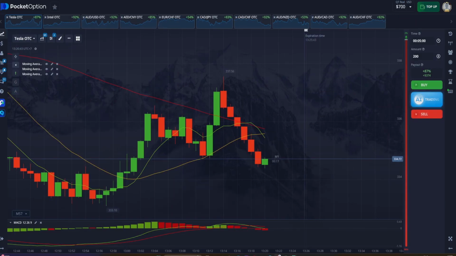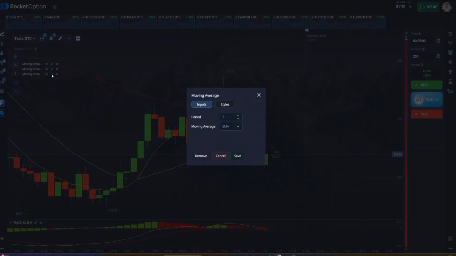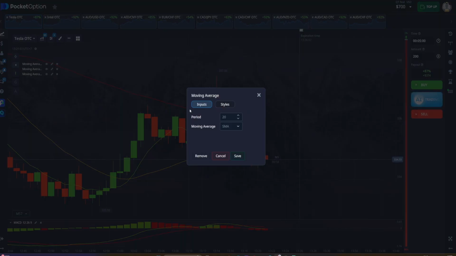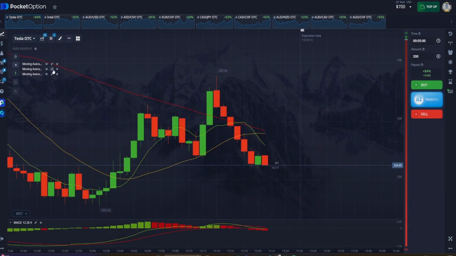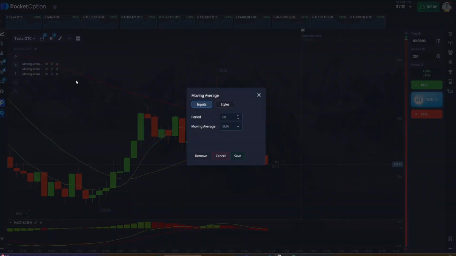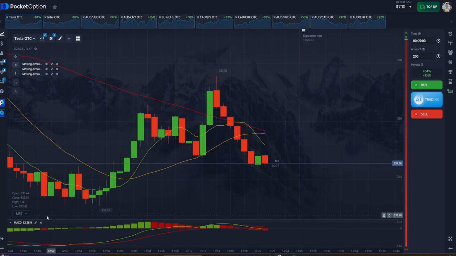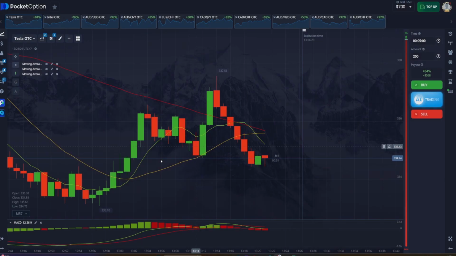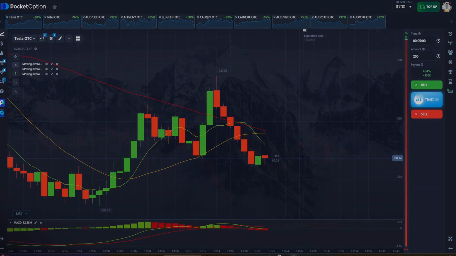The first step in setting up this strategy is to apply 3 moving average indicators to your chart. Start with a 7-period moving average in green, which will help you monitor short-term price movements. Next, add a 20-period moving average in yellow to capture the medium-term market trend. Finally, place a 60-period moving average in red to identify the long-term direction. Alongside these, include the MACD indicator with its default parameters. This will serve as a confirmation tool for both momentum and overall market trend.